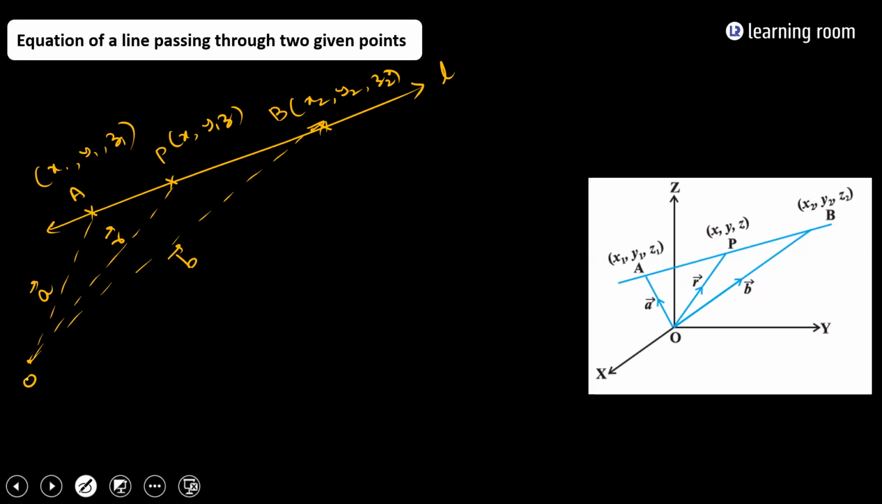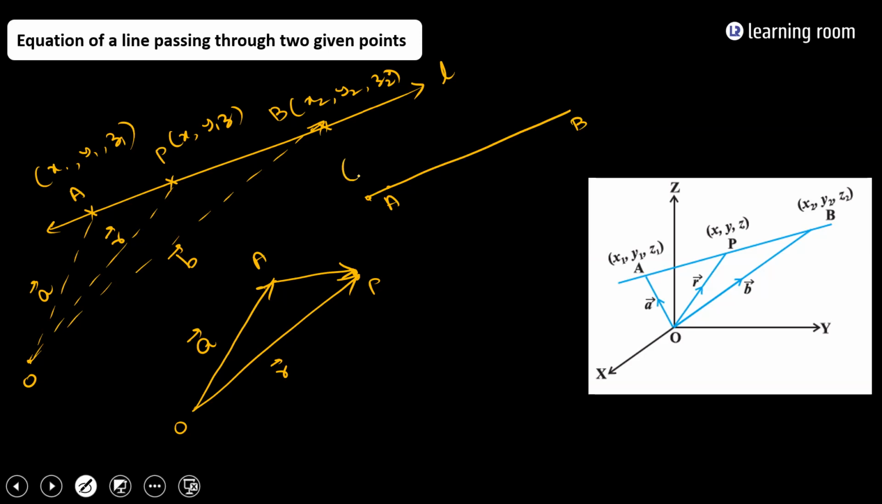Now, if I take the triangle O, A, and B, I call this A vector, this is B vector, and this is R vector, where OA vector is A vector, AB vector I don't know yet, and OP vector is R vector. Now, what I'll do is I'll consider the line segment AB. So when I consider the line segment AB.